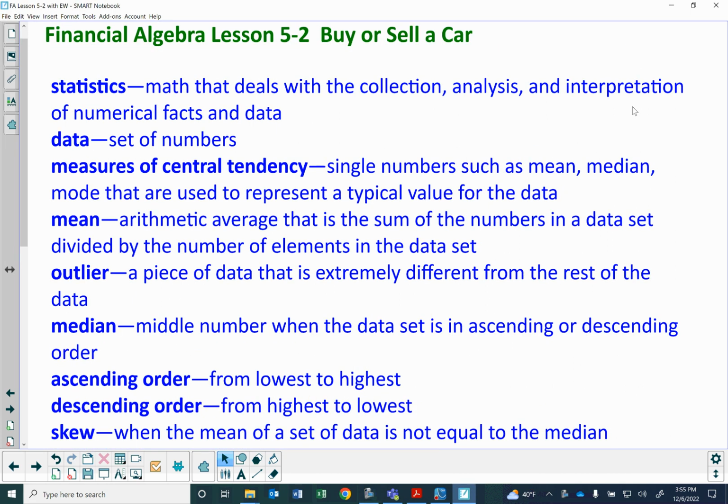This is the Financial Algebra Lesson 5-2, Buy or Sell a Car. We're going to first go through some vocabulary words just really quickly, even though you're supposed to have defined them already, just to make sure you understand exactly what they mean.